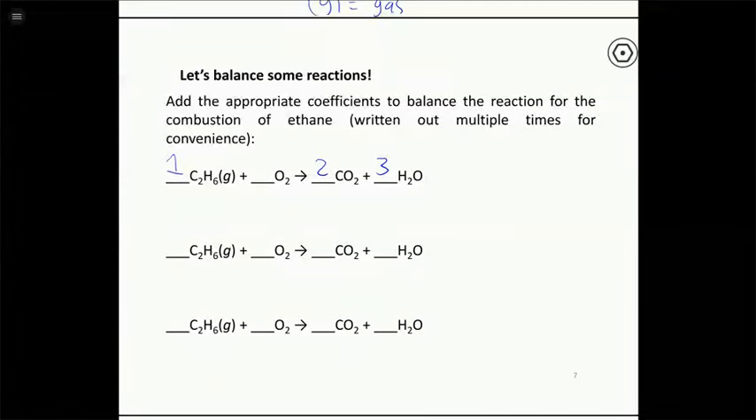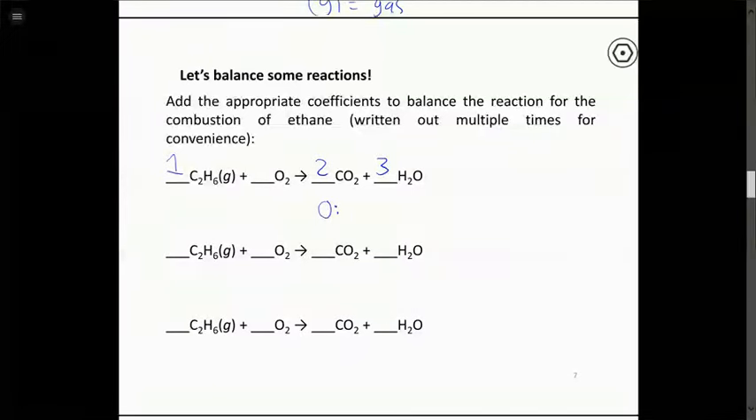So again, once you've set the coefficients, you don't ideally want to change them after you've set them to something. So the only coefficient now you want to adjust is this last one here, which is O2. If we look at what we have on the product side for oxygen, we have 2 CO2, so 2 of those with 2 oxygens each, and we have 3 waters, and each water has just 1 oxygen. So in total we have 7 oxygen atoms on the product side.